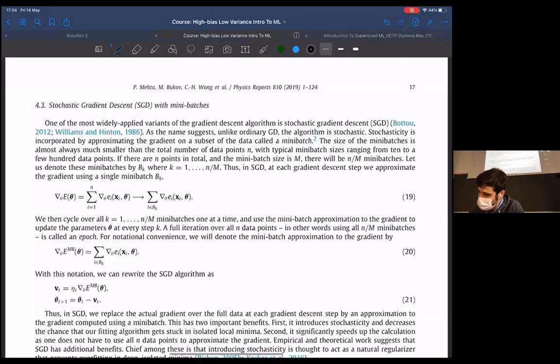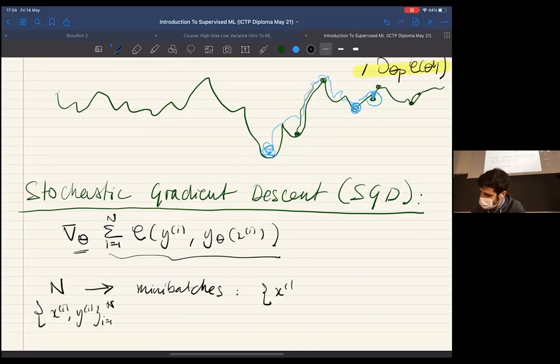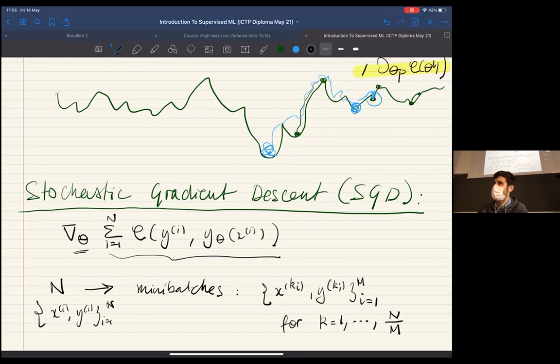Which notation can I use? How do they write? Let's say K_i, sorry, K_i, for i equal 1 to M, where I will call M the number of samples in the mini batch, and this for k that goes from 1 to the total number of samples divided by the number of samples in each mini batch.